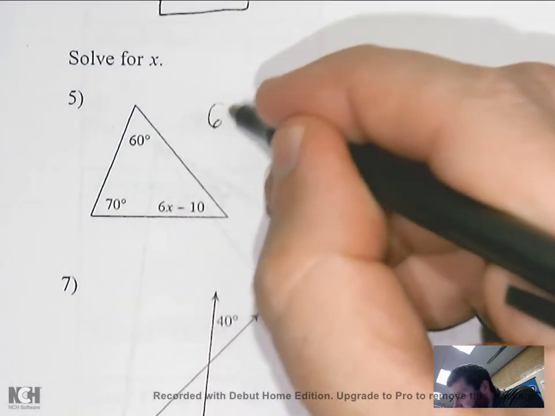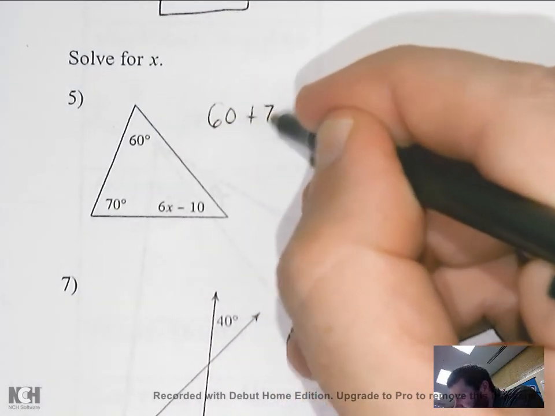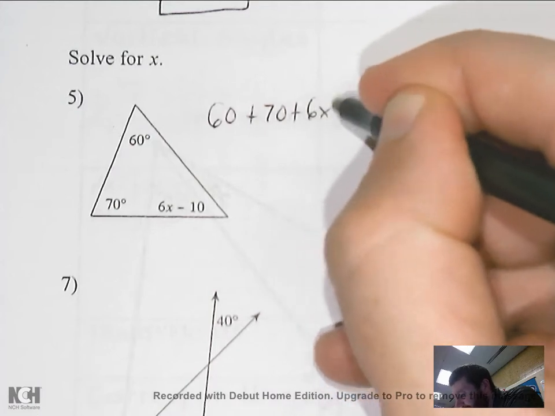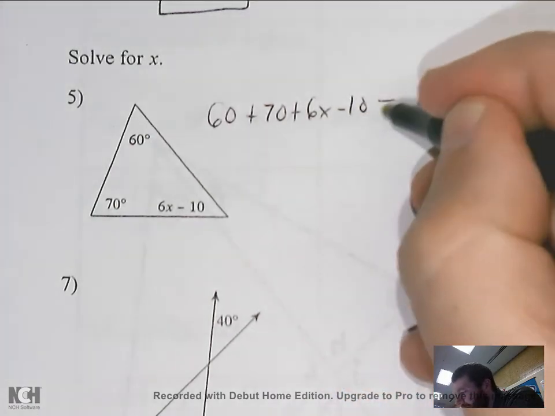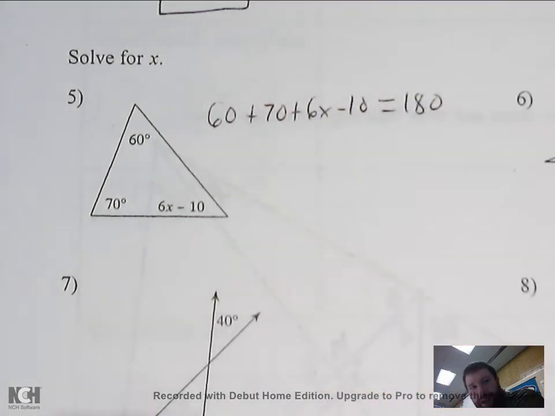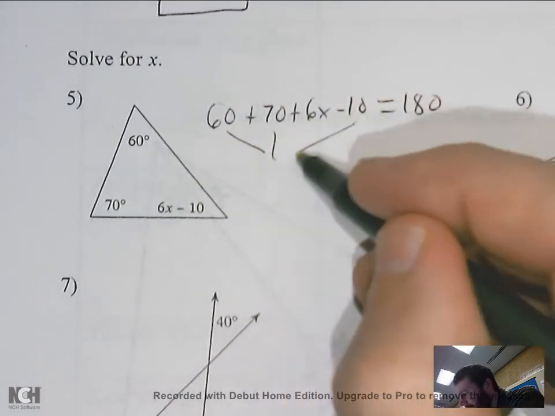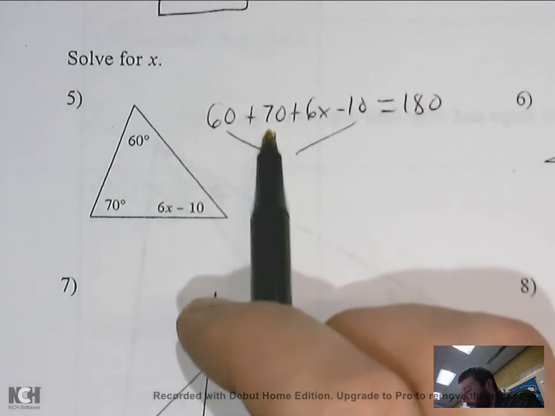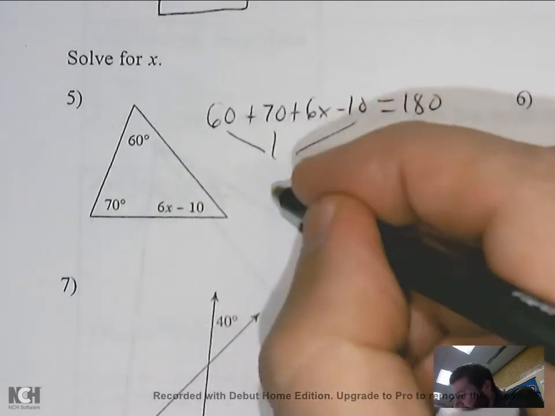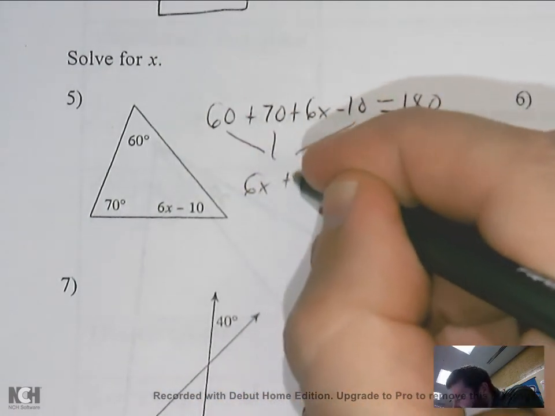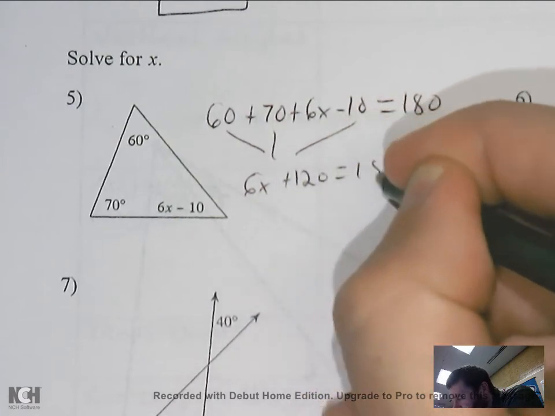So 60 plus 70 plus 6x minus 10 all equals 180. I just took all the inside angles and added them together, set it equal to 180. Then I'd combine my like terms, 60, 70, minus 10. So that would be 130, 120. So 6x plus 120 equals 180.